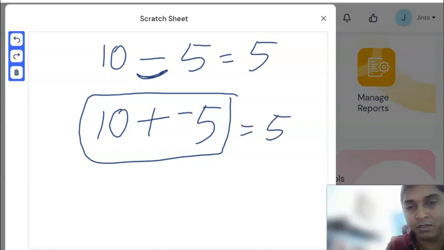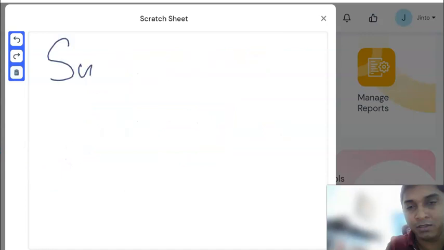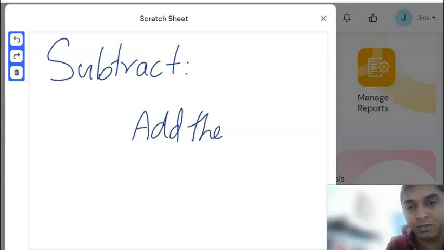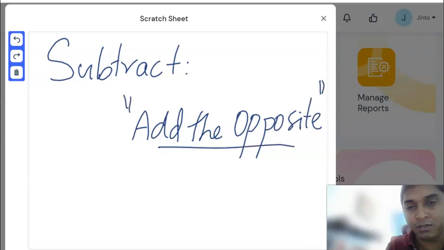Okay, so each subtraction basically means add the opposite. Think about this in your mind, and all the possibilities of subtracting integers we could solve very easily.